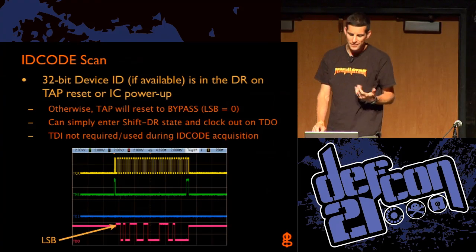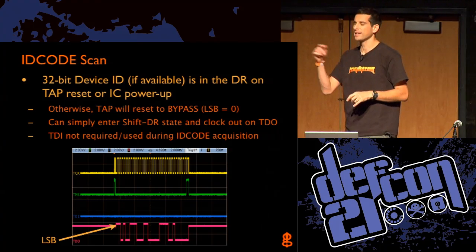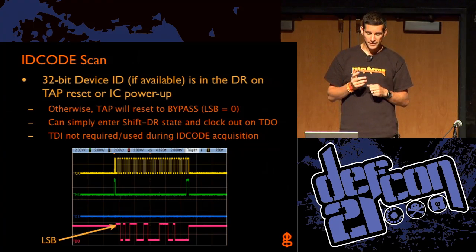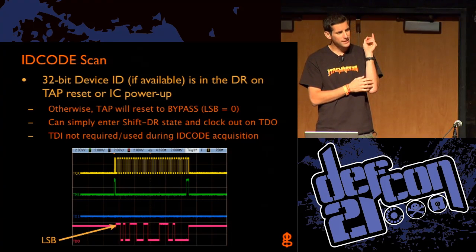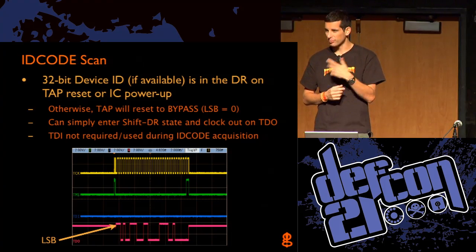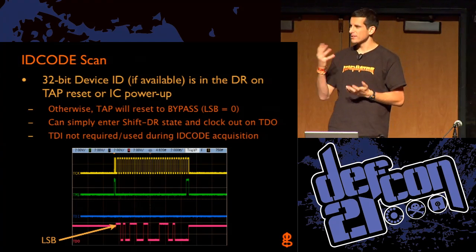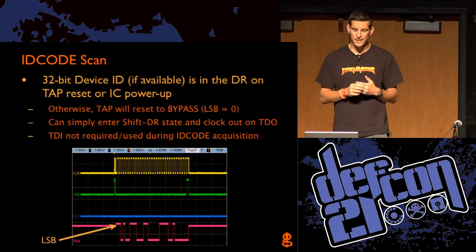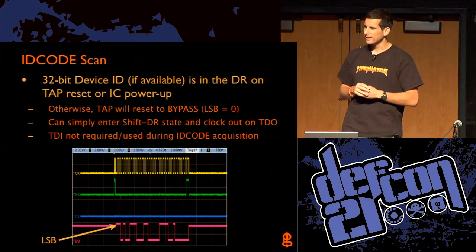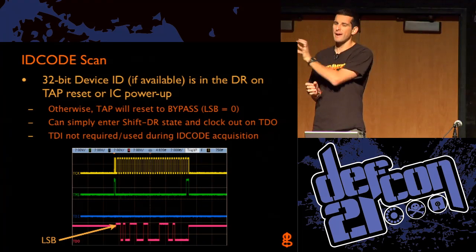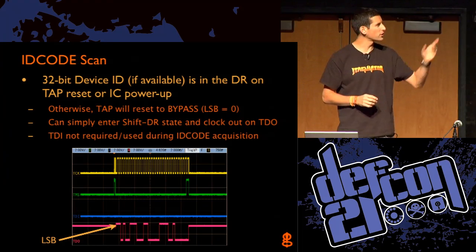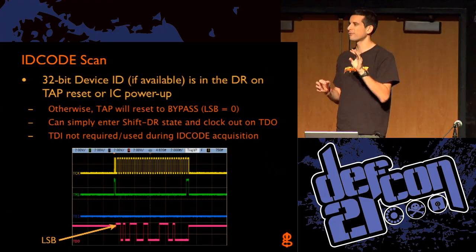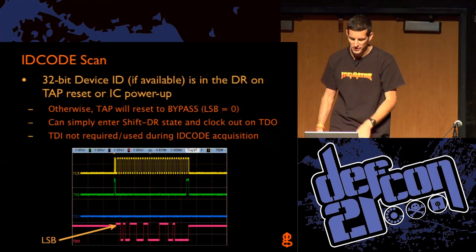So for actual functionality, I'll go through the ways that we're scanning, and then I'll give you a demo. The ID code scan is the first thing that we can do, and this is assuming that the device actually supports ID code, this 32-bit device ID. If it's available, on reset it's going to be in the data register. So all we have to do is enter the shift data register state and just send a clock, and if there is a device ID, it's going to come out on the TDO line. We don't need to send any data in, so that's going to speed up our search because now we're only looking for 3 pins instead of 4 pins for our various permutations.